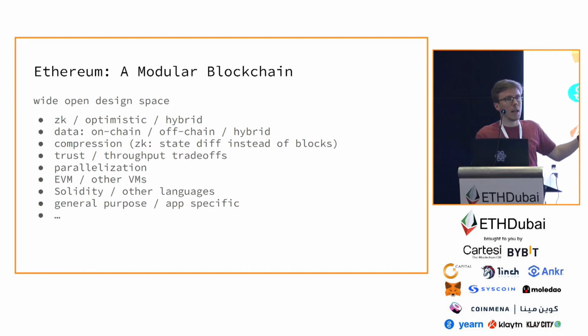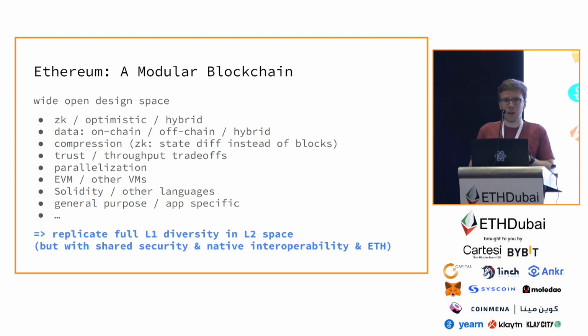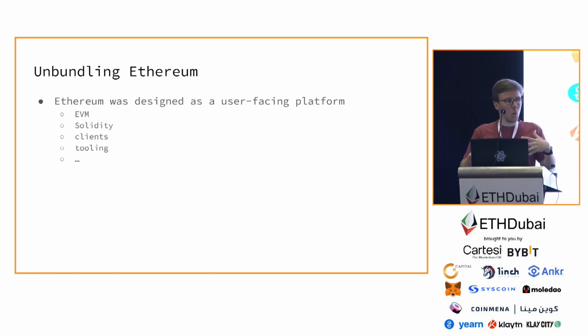And I don't want to go through this entire list, but there's a billion different choices that rollups can make that will lead to really, really interesting different trade-offs and alternatives in the scaling space. And in that way, we are replicating all the benefits that we get with layer 1 diversity today, but we now get that on top of Ethereum, so you have the same shared security, the same native interoperability, and the same currency on all of them. So this slide is basically what rollups are all about in terms of the value they create.